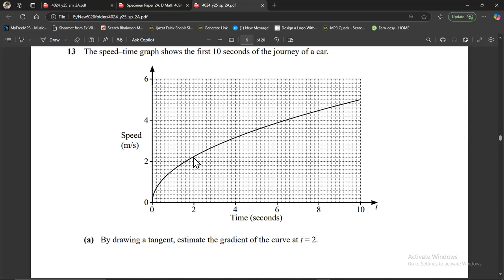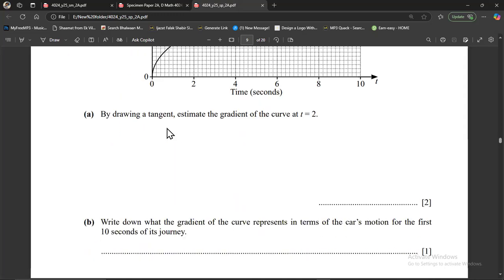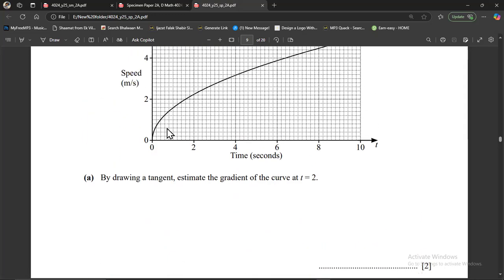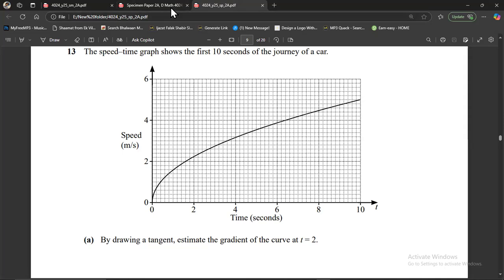So at this point, I will draw a tangent. You know, a tangent is a line which touches the curve only at one point, and that particular point is when x equals 2. And then I will take 2 points on that tangent. I will note down their coordinates and find the gradient by using the formula y2 minus y1 divided by x2 minus x1. It's a 2 marks question and I will show you how I have done this.